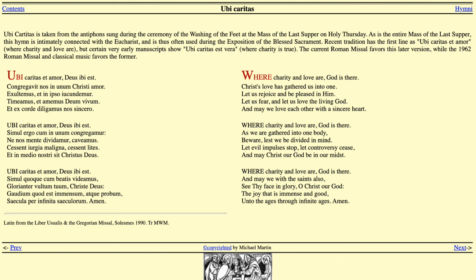Where charity and love are, God is there. Christ's love has gathered us unto one. Let us rejoice and be pleased in him. Let us fear, let us love the living God, and we may love each other with a sincere heart.